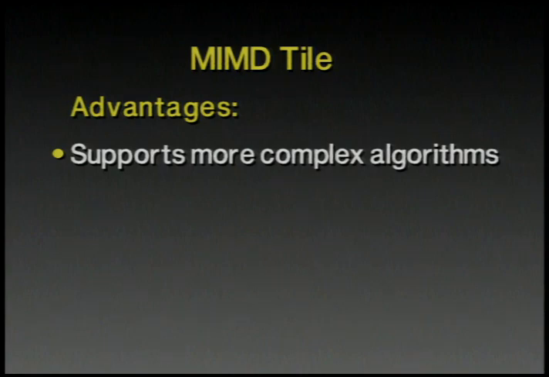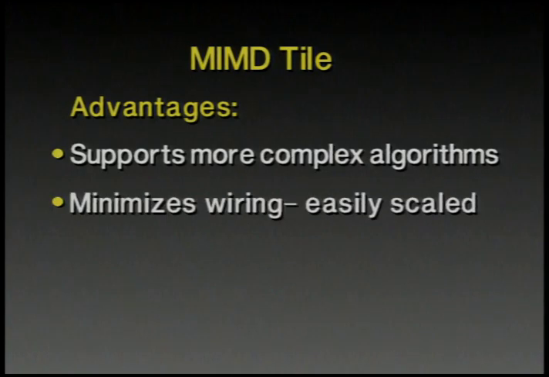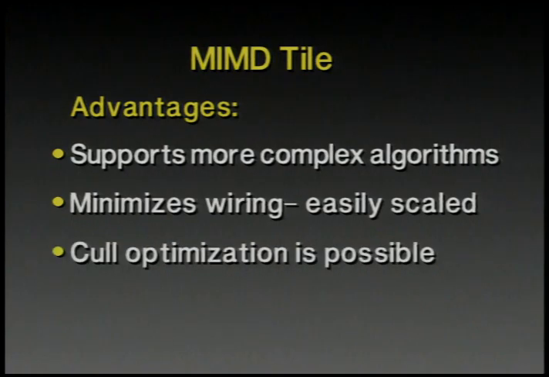So simple pixel algorithms probably don't have any branches in them, and they would be implemented efficiently in the SIMD system. But complicated algorithms may well have branches in them, and those algorithms will be supported much more efficiently on a MIMD system. Second, as we talked about before, the MIMD organization minimizes wiring. All we have to do for wiring now is to somehow broadcast the information about which pixels are to be rendered. We don't have to deal with broadcasting all the instructions for how to merge them into the frame buffer as well. Third advantage is that a culling optimization is possible, just like it was true with the vertexes.